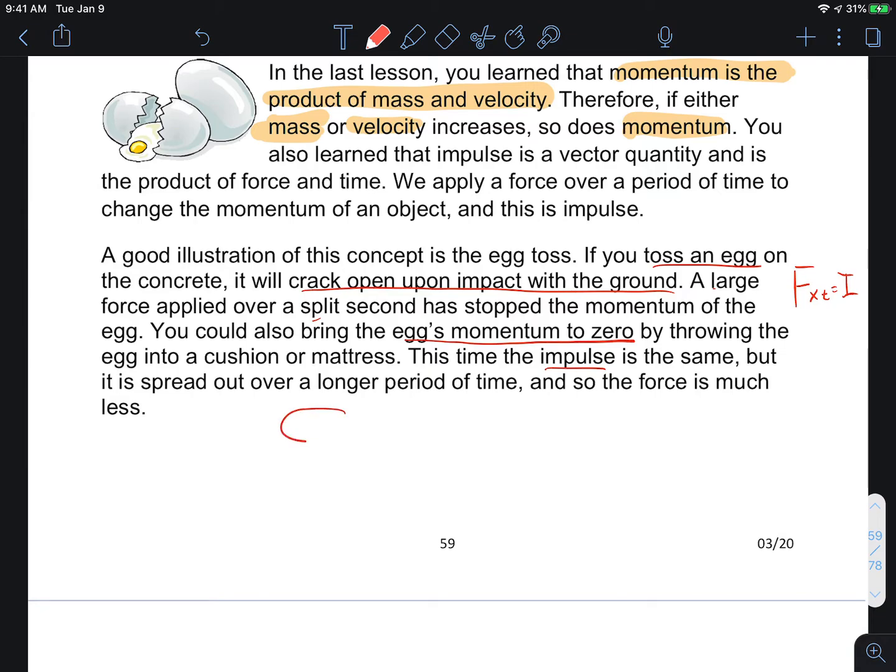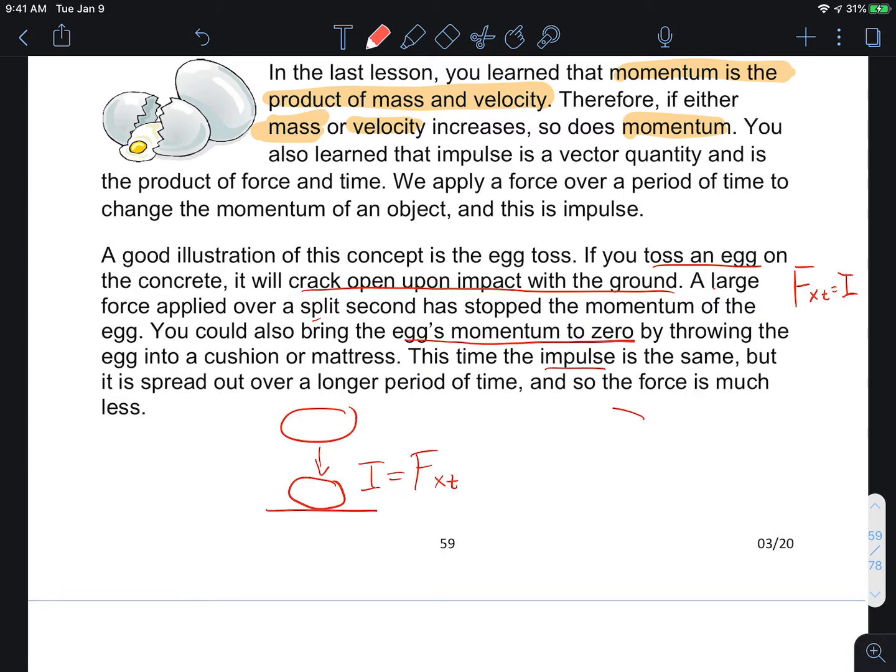If we think about the egg landing on the concrete, you've just got an egg hitting the concrete, so the time and the distance traveled is going to be very small. This is the case where the egg does stop moving, so the impulse is effective, but the force is high because the time is small.